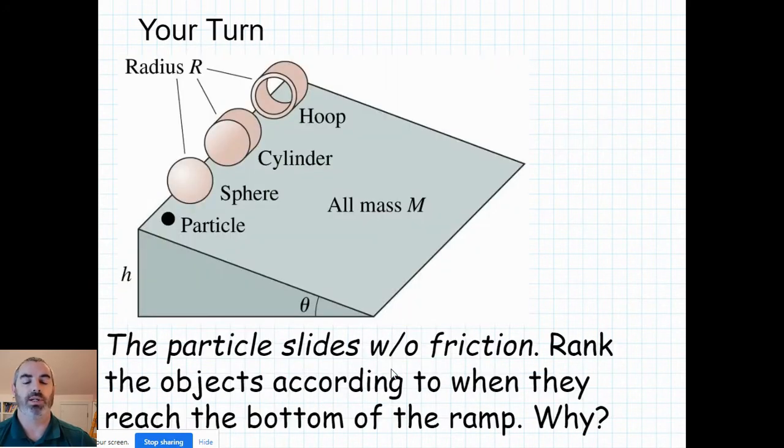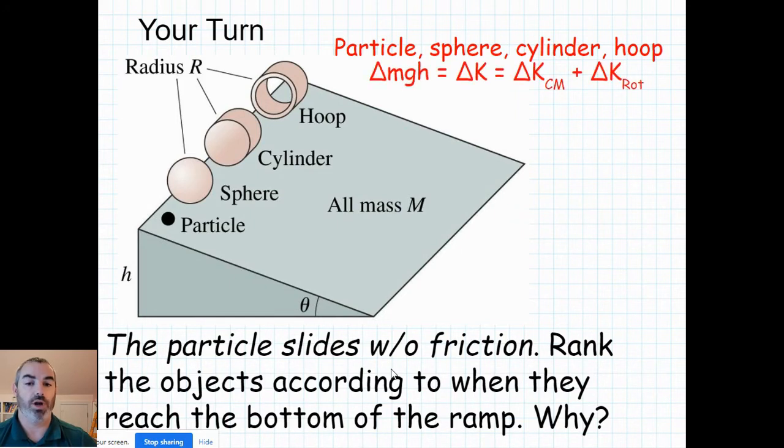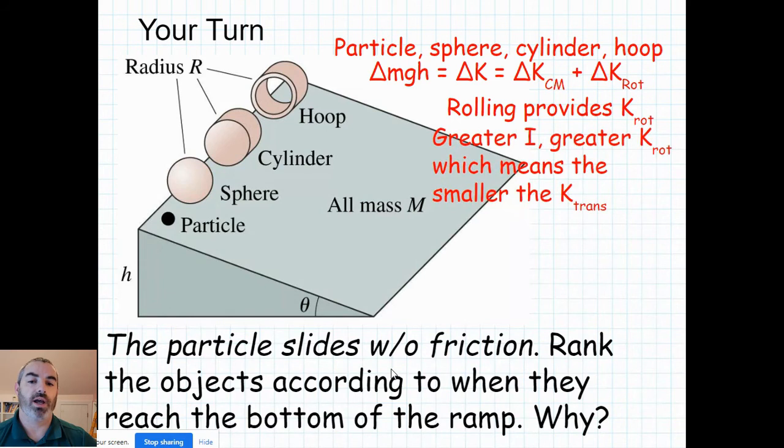because there's a larger rotational kinetic energy. So if we look at the particle sliding without friction, we want to rank them based on which reached the bottom first. We know that's based on the energy. We looked at the energy bar charts. Rolling without slipping provides more rotational kinetic energy. So the greater the rotational inertia value, the greater the rotational kinetic energy, which means the smaller the translational kinetic energy.